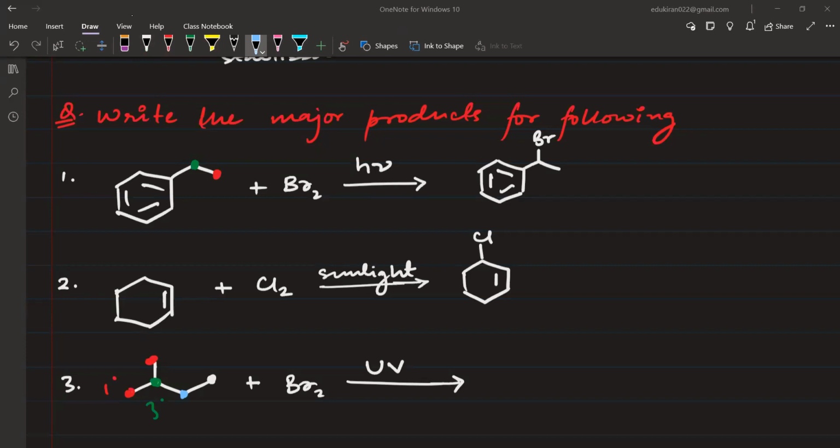The blue carbon is connected to how many carbons? 2. How many? 2. To what degree? 2 degree. आप 2 degree बोल रहे थे, 1 degree बोल रहे थे? I said 1 before. You said 1 before, ठीक है. So this is 2 degree. What about the white one? 1 degree. Which will be fastest?